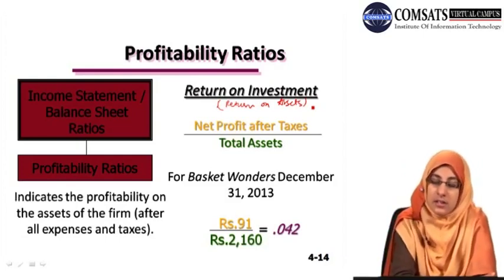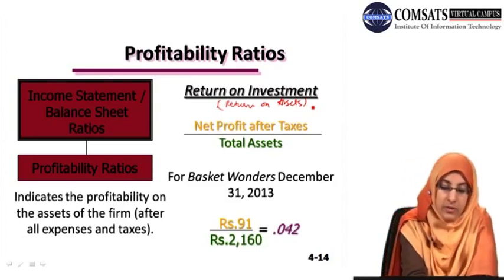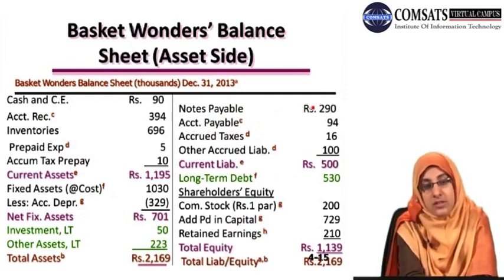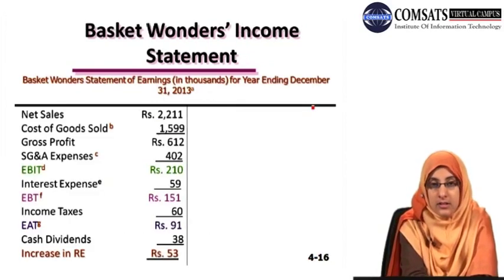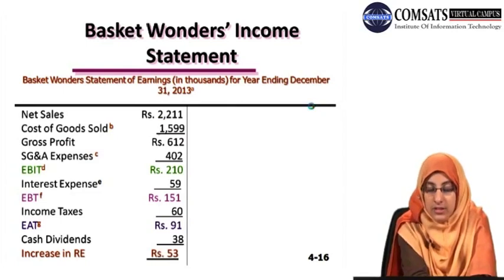Now if you look at the example of Basket Bonders, we need to know the total assets and the net profit. If we look at the balance sheet, we would know the total assets value, that is 2,169,000 rupees. If you look at the income statement and we would like to know the net profit, that is your earning after taxes, that is 91,000 rupees.